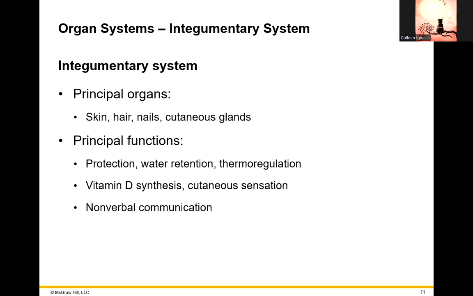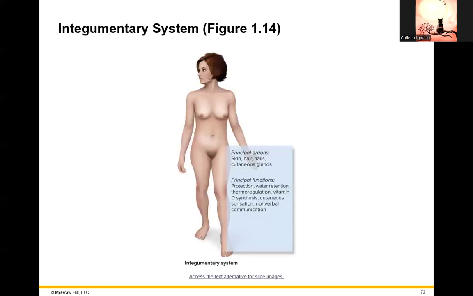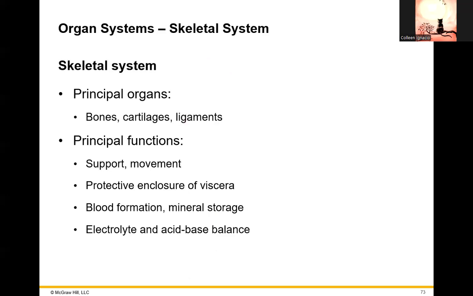The principal organs of the integumentary system, I want you to think skin, hair, nails, and glands. Okay, so this is a great picture, great visual of the integumentary system. Our next system is the skeletal system. I want you to think of bones, cartilage, ligaments. Okay, bones, cartilage, and ligaments.